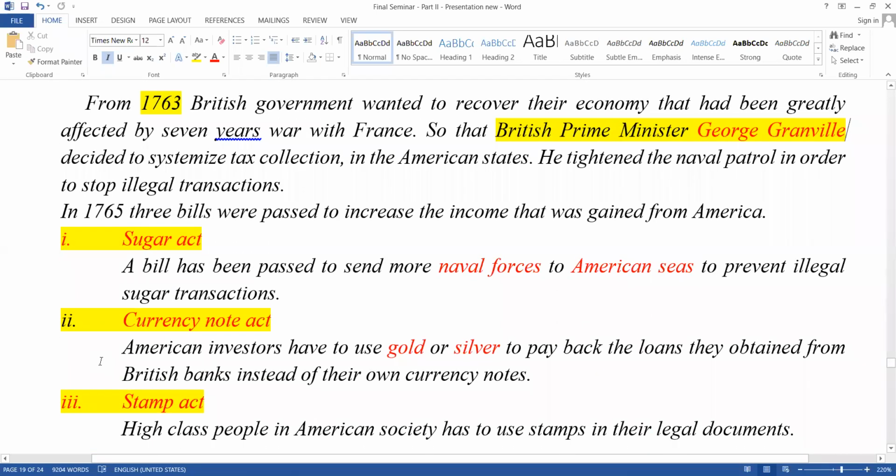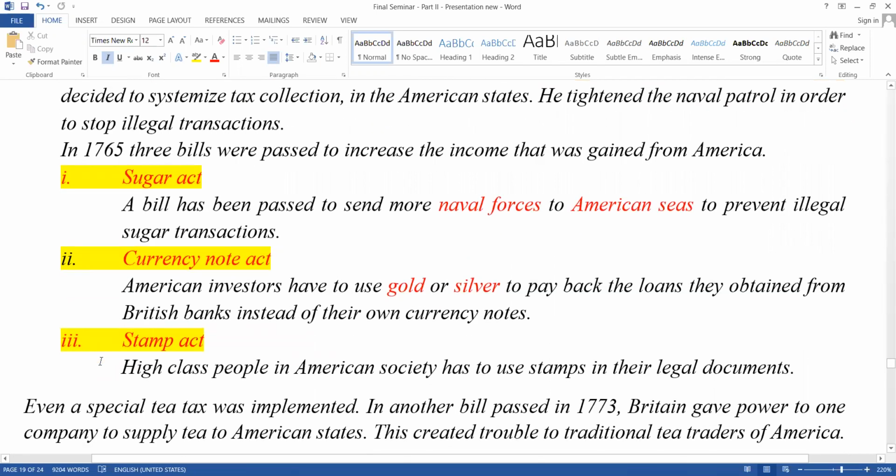And the Stamp Act: for every legal document in America, they had to paste a British stamp with high value. So high class people like lawyers and printers in American society were affected because of the Stamp Act. So this economic policy affected the American War of Independence. Even a special tea tax was introduced. That also contributed. The Boston Tea Party came about because of that.